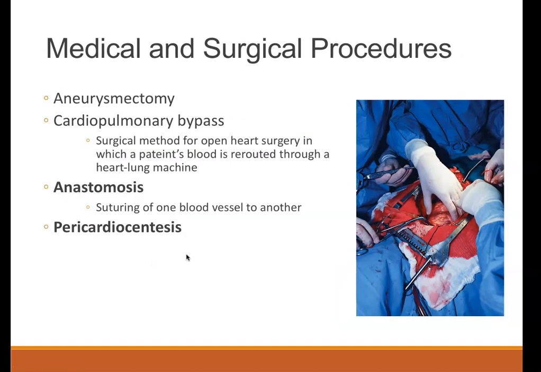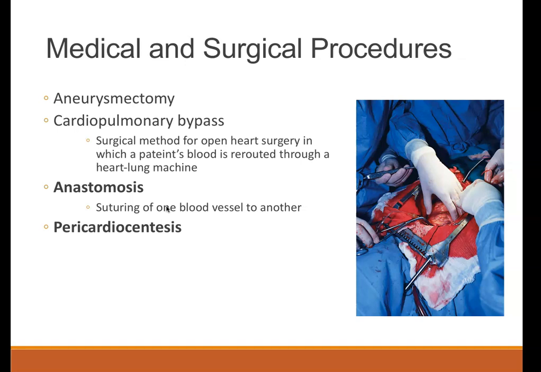Some medical and surgical procedures, if you have an aneurysm, like my friend who had that AAA, he had an aneurysmectomy where they basically cut out that weak area and then they do an anastomosis. They sew the ends of the blood vessel back together.